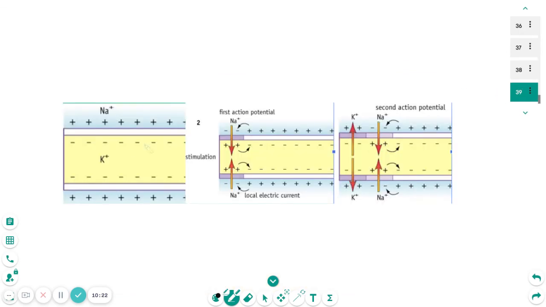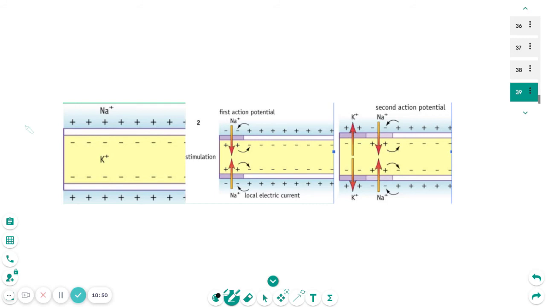So we've got the axon zoomed in. There's the outside, there's the inside. So this is already showing the resting potential has been established, because we can see that there's a positive charge on the outside because all the sodiums were pumped out and all the potassiums were pumped in with the sodium potassium pump, and that has created this potential difference.